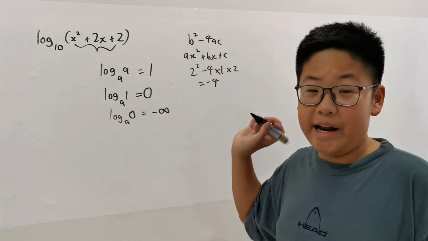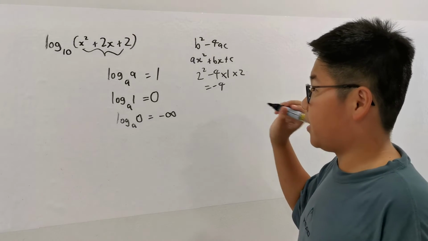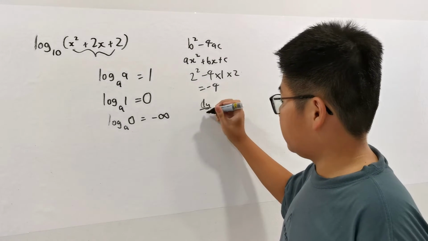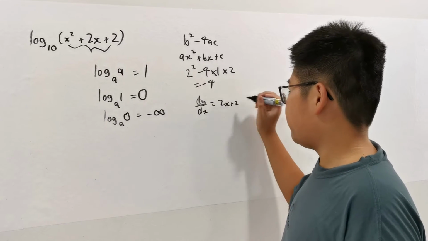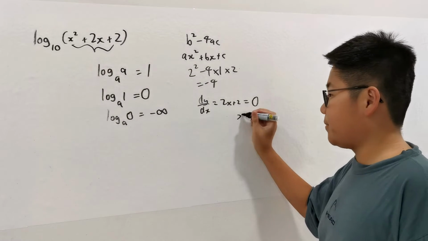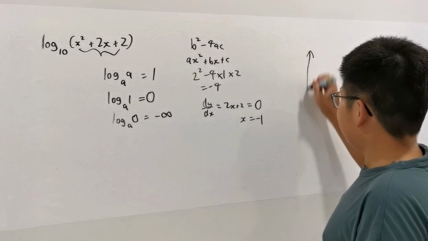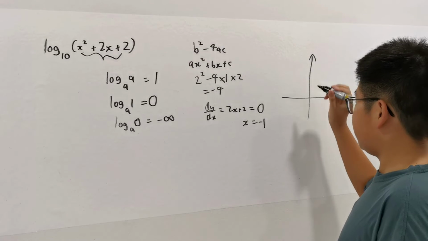To do this, we need to find its derivative. The derivative of x squared plus 2x plus 2, so dy/dx, equals 2x plus 2. So we should equate it to 0 for any minima. x equals minus 1. So now we can actually draw our graph.